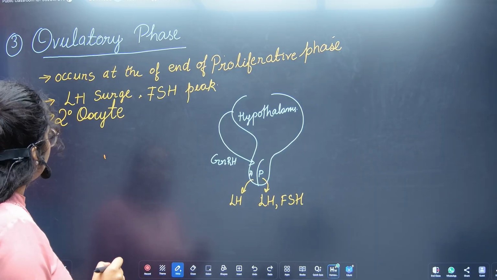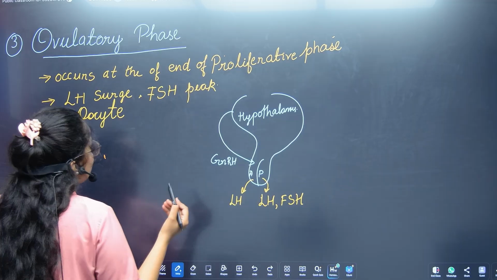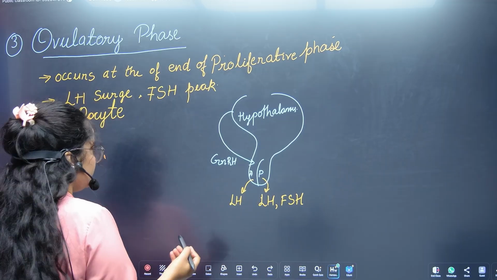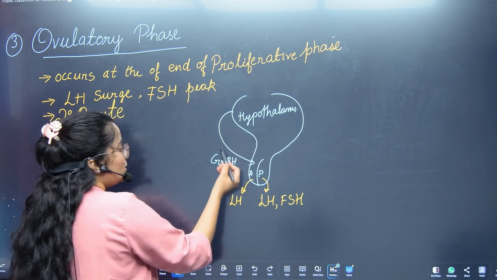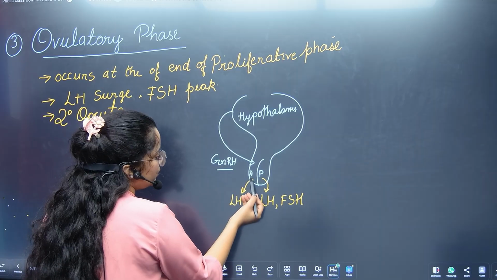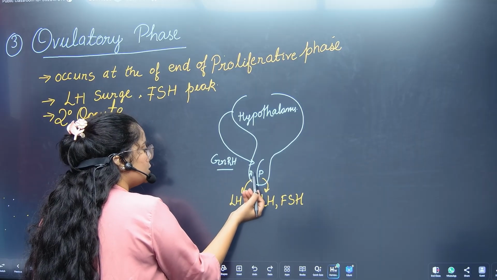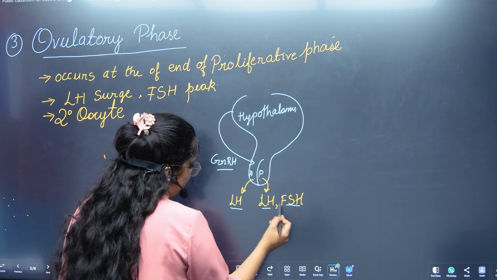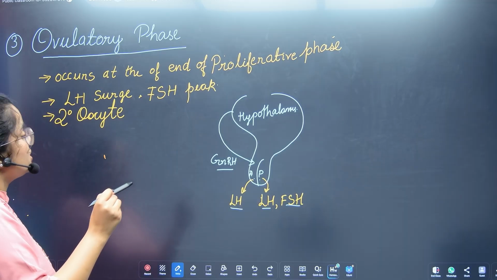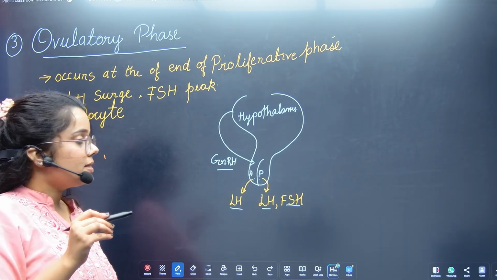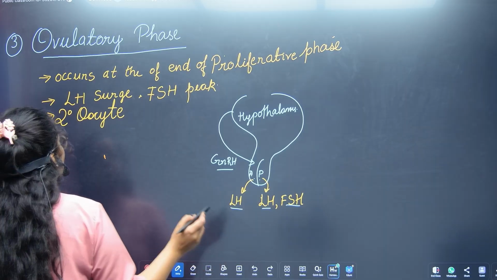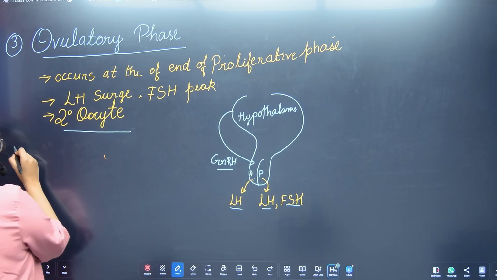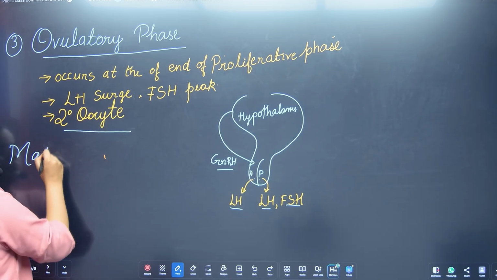Third phase was the ovulatory phase. This ovulatory phase in the menstrual cycle occurs at the end of the proliferative phase. Here, the hypothalamus produces the gonadotropin releasing hormone, which acts on the pituitary gland. Here, the anterior pituitary gland produces the luteinizing hormone, and the posterior pituitary also produces the LH and FSH. Thus, at the ovulatory phase, there is an LH surge and FSH is at its peak, which leads to the release of secondary oocyte from the matured Graafian follicle.